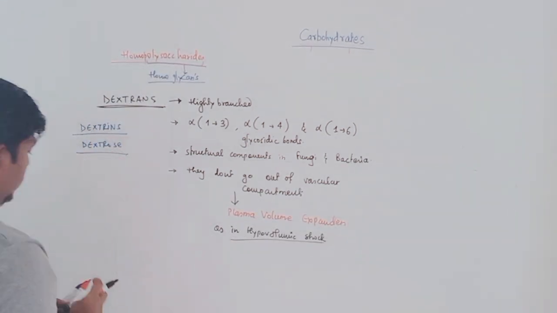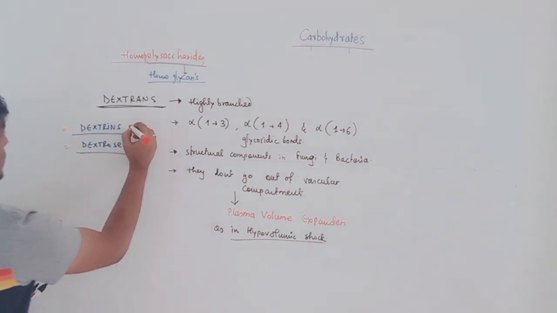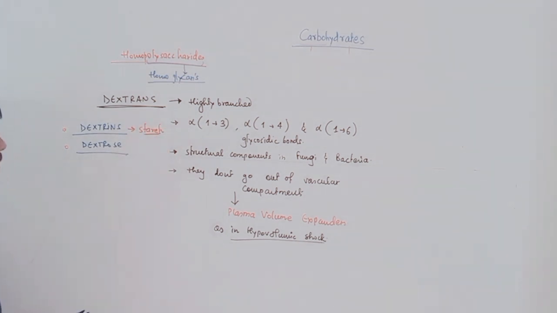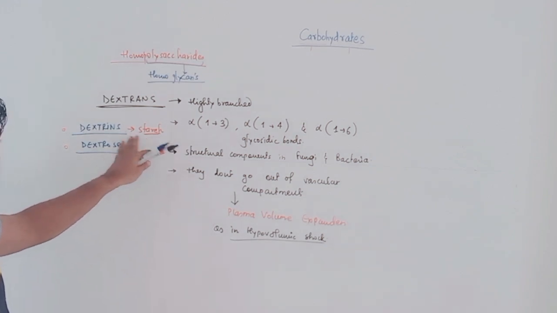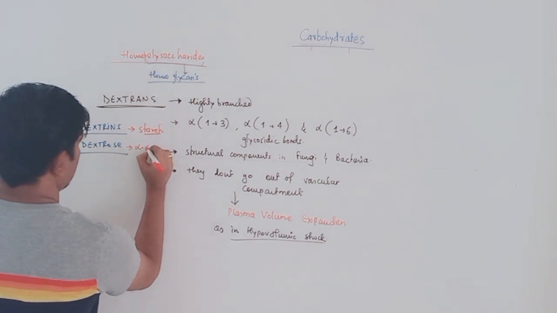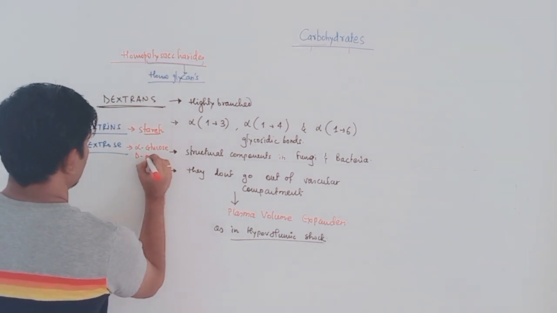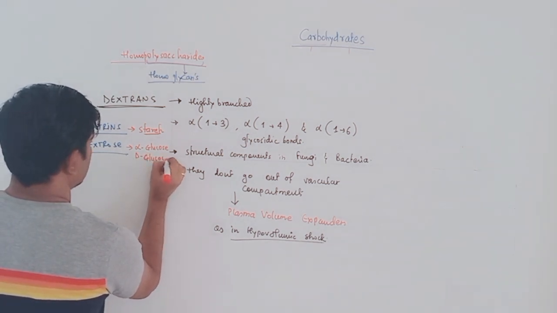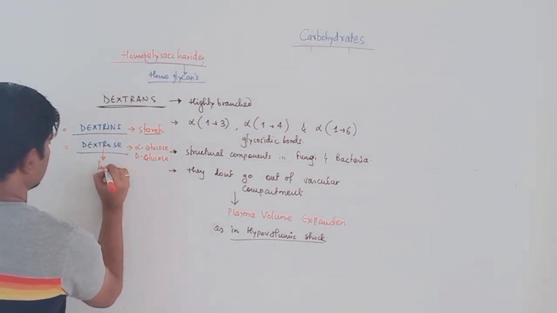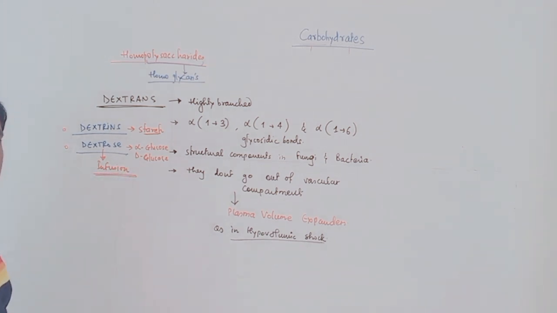As I have mentioned earlier, the dextrins and dextrose. So what are the dextrins? Dextrins are the hydrolyzed product of starch. And dextrose is simply alpha glucose. You can say D glucose, alpha D glucose. This dextrose we use for the purpose of infusion in normal medicinal practice.